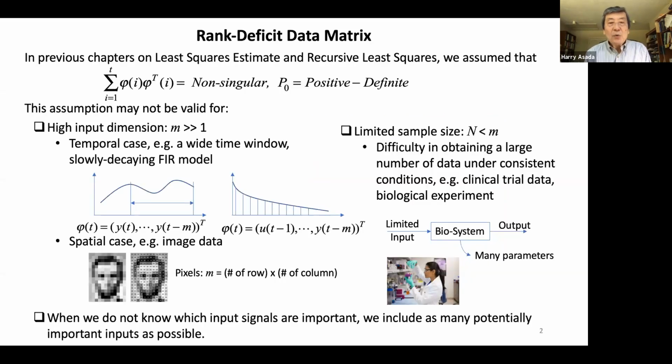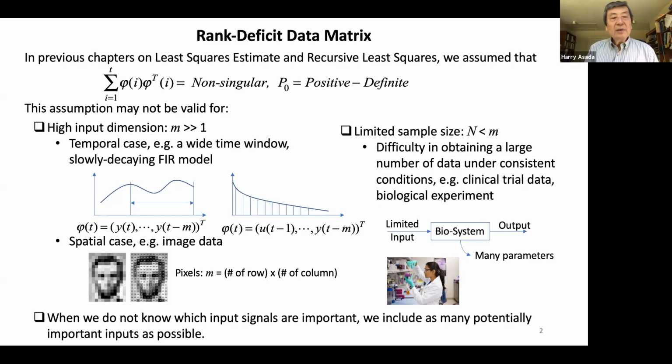So we look at the least squares estimate, and in that we assume that the regressor matrix, the sum of phi phi transpose, is non-singular, right? You have to have enough data to make this matrix non-singular. And going to recursive least squares, we assume that the initial P matrix, P naught, must be positive definite, right?